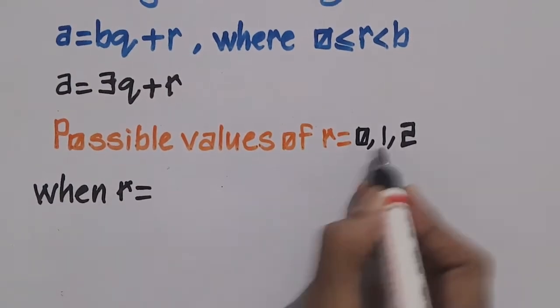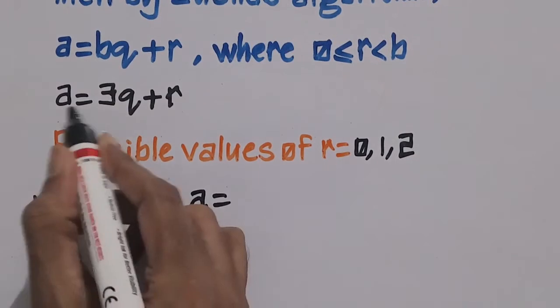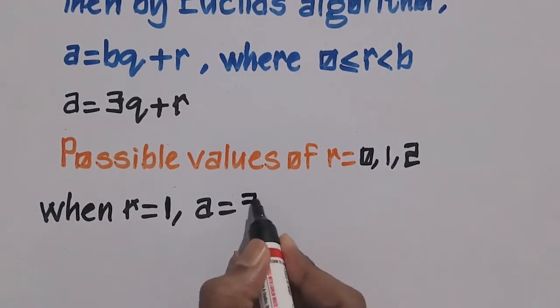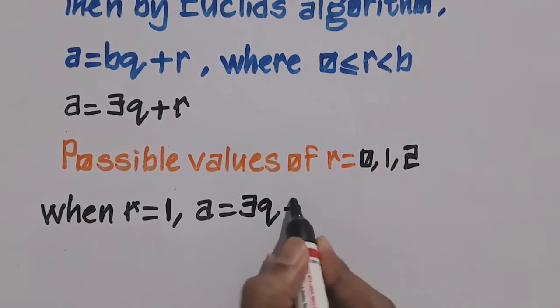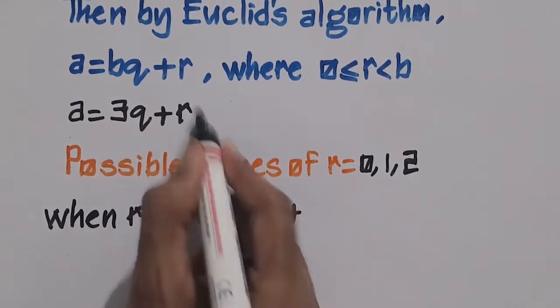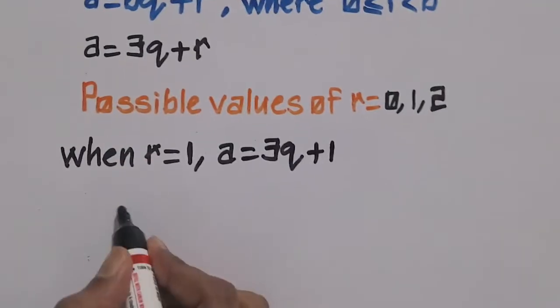When r equals 1, substitute in the formula a equals 3q plus r. We are taking r equals 1, so in the place of r we write 1. Now squaring on both sides.